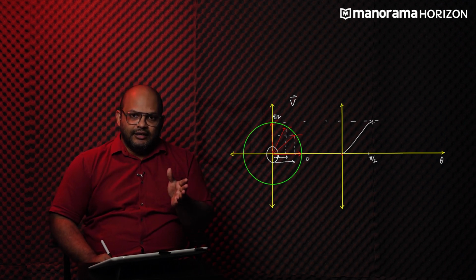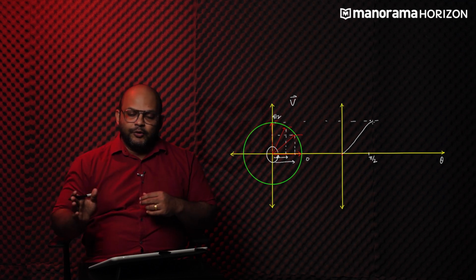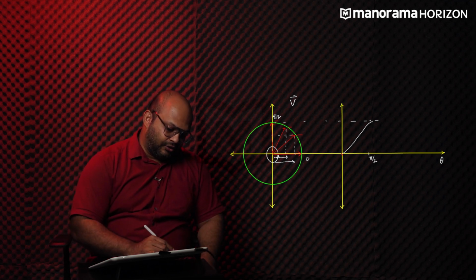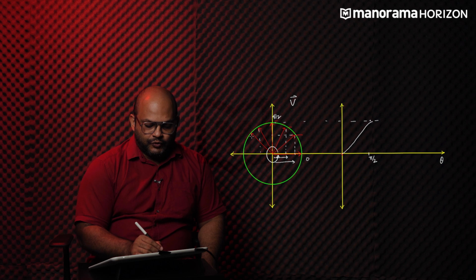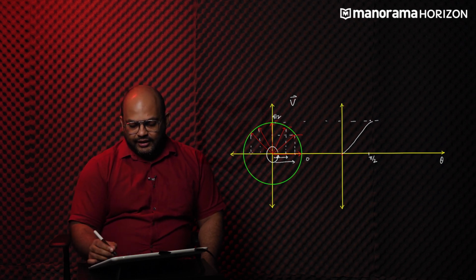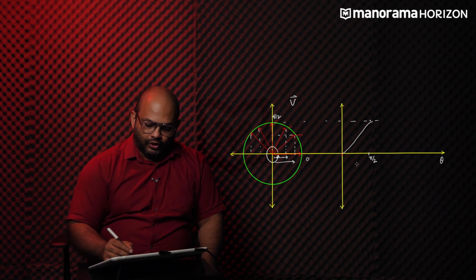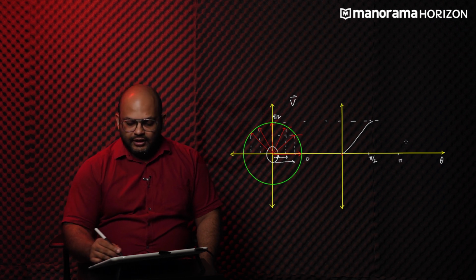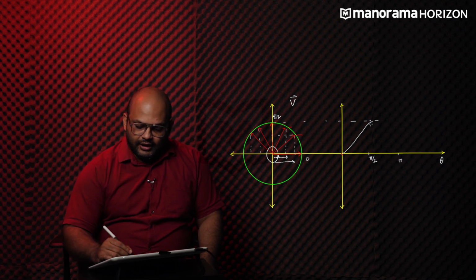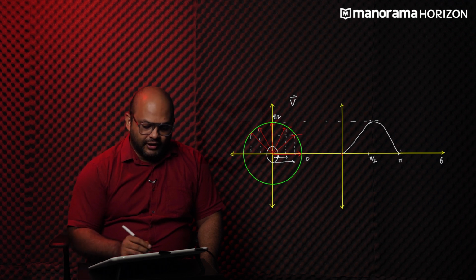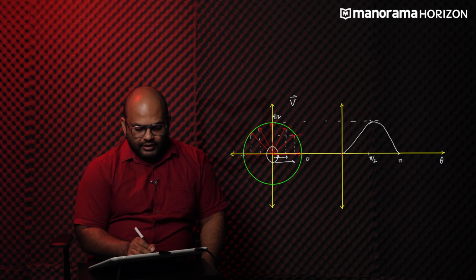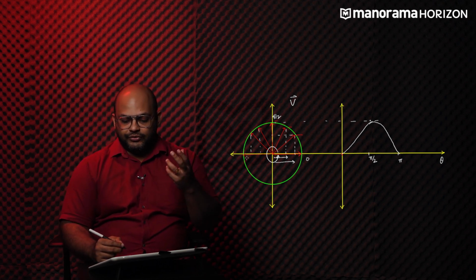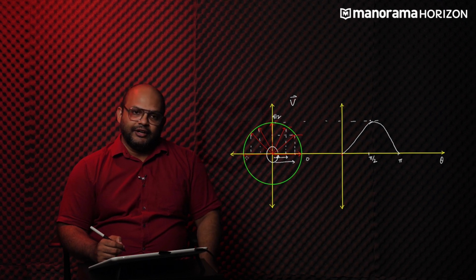And beyond 90 degrees, beyond pi by 2 radians, as we continue to rotate the vector, we see that the height of the vector, or the vertical component of this vector, starts to decrease. It is becoming smaller and smaller. So again, if we produce this graph further, all the way to pi radian, we see that gradually the height of this vector is decreasing until it again reaches the value of 0. Here, the vertical component of this vector again becomes 0 for theta equal to pi radian.